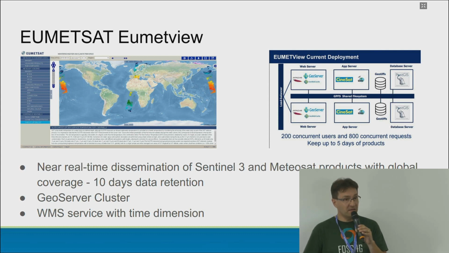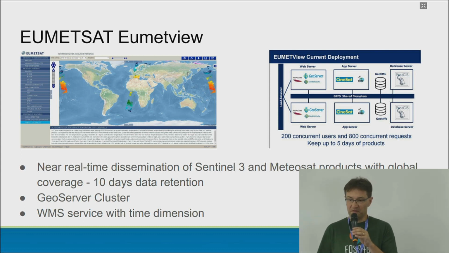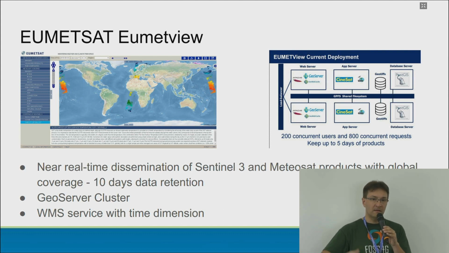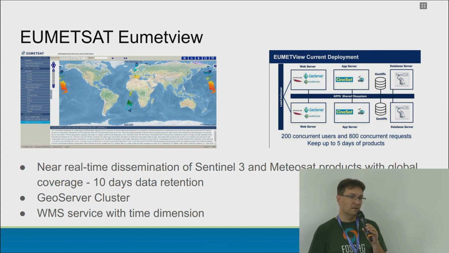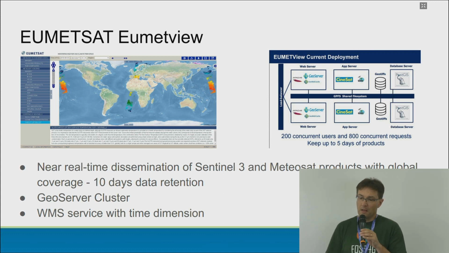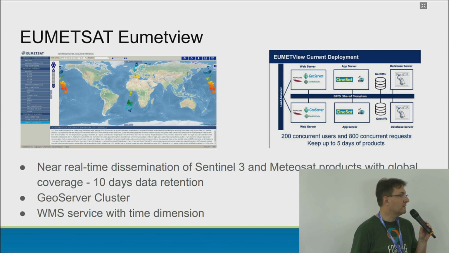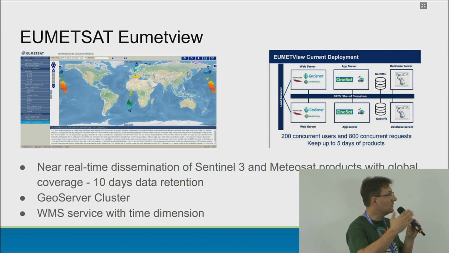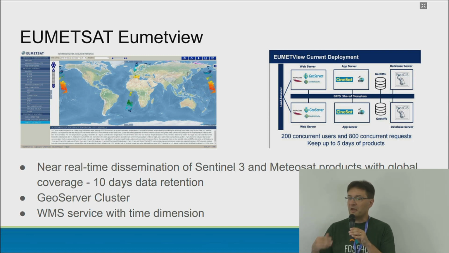EUMETSAT is yet another use case of taking satellite data and putting it on the web using EUMETView. In this case, we have both satellite data and some amount of vector data like the ASCAT wind dataset. And again, near real-time ingestion with a GeoServer cluster with time dimension, with ability to travel through time with a time scroller, and prepare animations and so on.